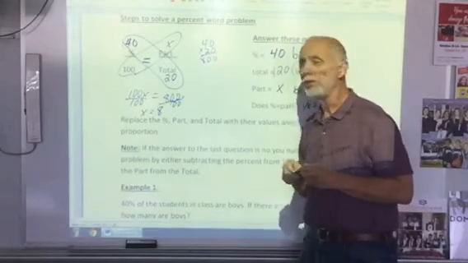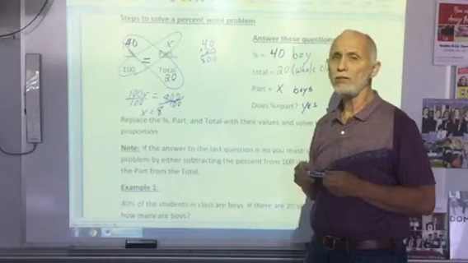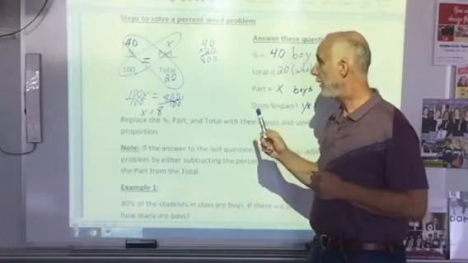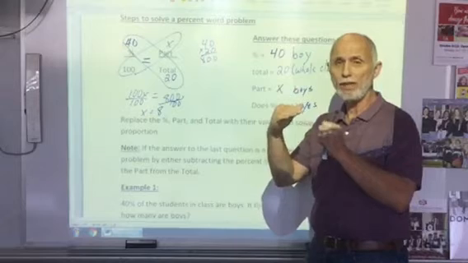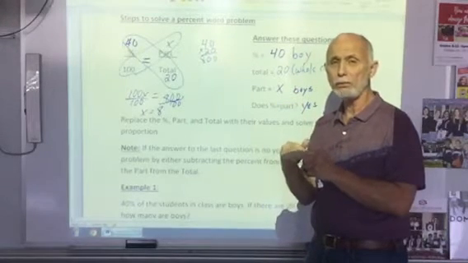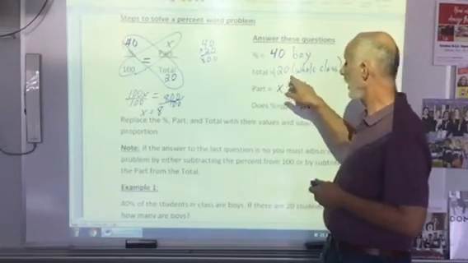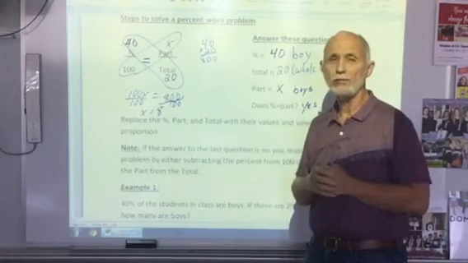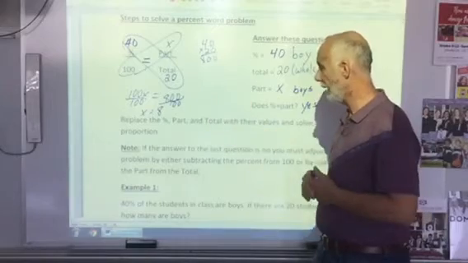By the way, it's always a good idea, just like with a ratio and proportion word problem, to ask yourself, does this answer make sense? And it does, because isn't 40% a little less than half? 50% is half, 40% is a little less. So a little less than half the class will be boys. Well, if there are 20 students in the class, and if there are 8 boys, isn't 8 a little less than half of 20? Because half of 20 is 10. So the answer makes sense.